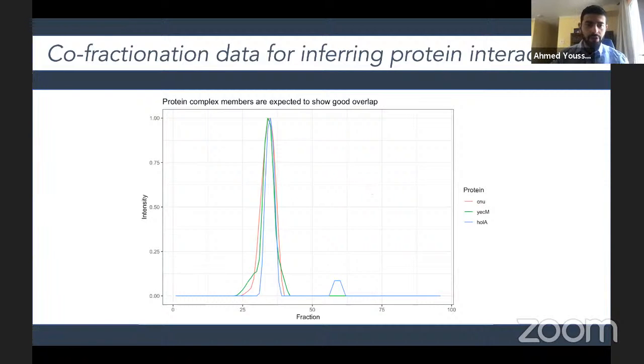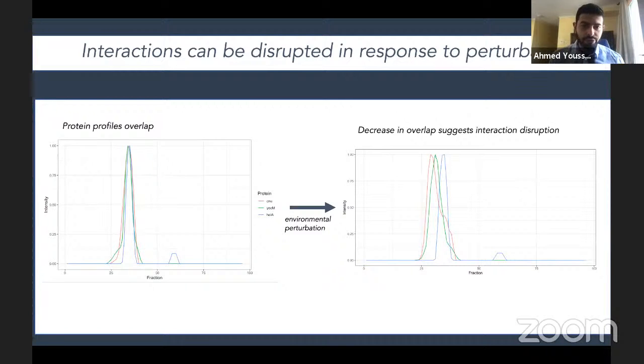Okay, so now to bring this back to our research question, we're interested in studying remodeling. The way this would translate to this type of data set is that, to follow up with the example from the previous slide, if we had some kind of environmental perturbation, this could affect our proteins in a way that, as you can see on the right, the proteins do not overlap anymore. And this decrease in the overlap suggests that this interaction might have been disrupted in response to this environmental perturbation.